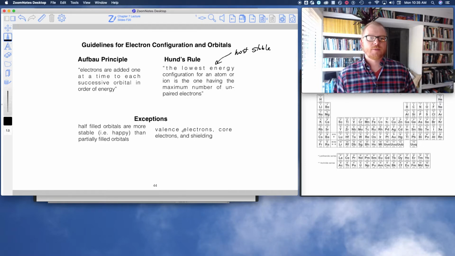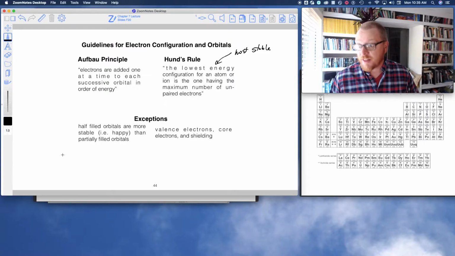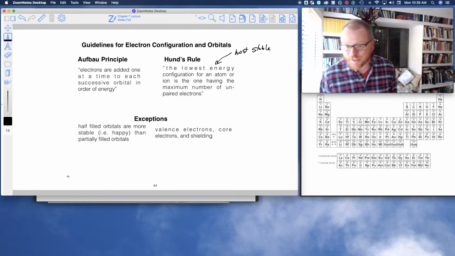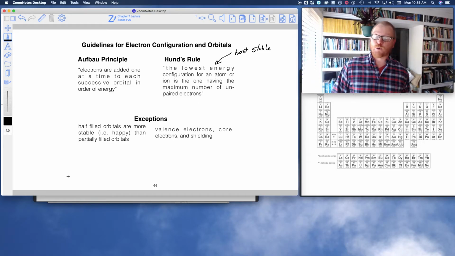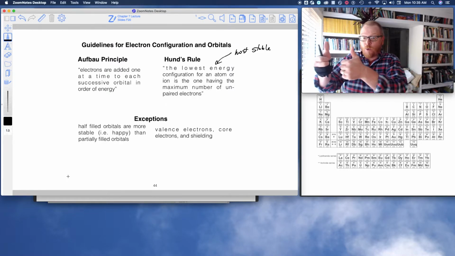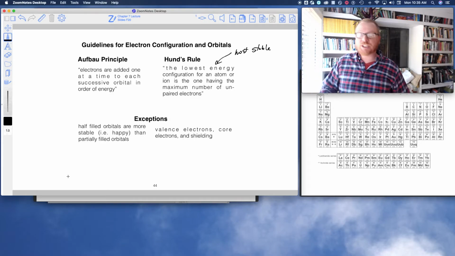Okay? Another exception to the rule, half-filled orbitals are more stable than partially filled. Okay? So there's a couple things we have to remember. Unpaired electrons, if we can do it, they want to be unpaired. But if we can also make a half-filled orbital, half-filled orbitals are extremely stable because in a half-filled orbital, all the electron arrows are pointing in the same direction.